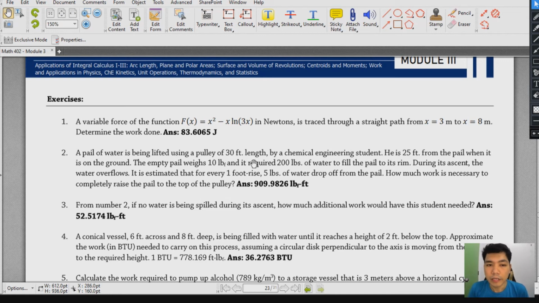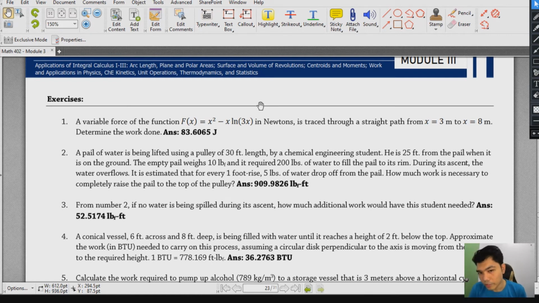So a pail of water is being lifted using a pulley of 30 feet length by a chemical engineering student. He is 25 feet from the pail when it is on the ground. The empty pail weighs 10-pound force, and it required 200 pounds of water to fill the pail to its rim. During its ascent, the water overflows. It is estimated that for every 1 foot rise, 5 pounds of water drop off from the pail. How much work is necessary to completely raise the pail to the top of the pulley?